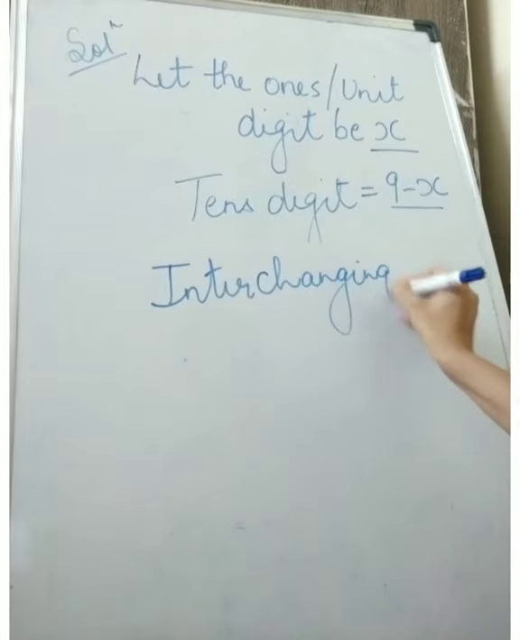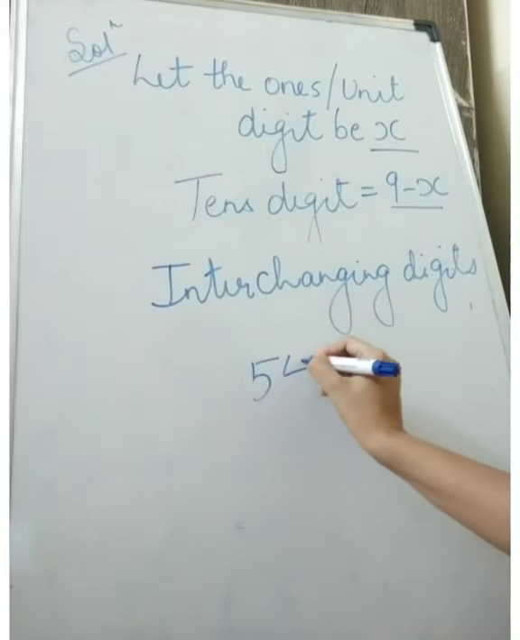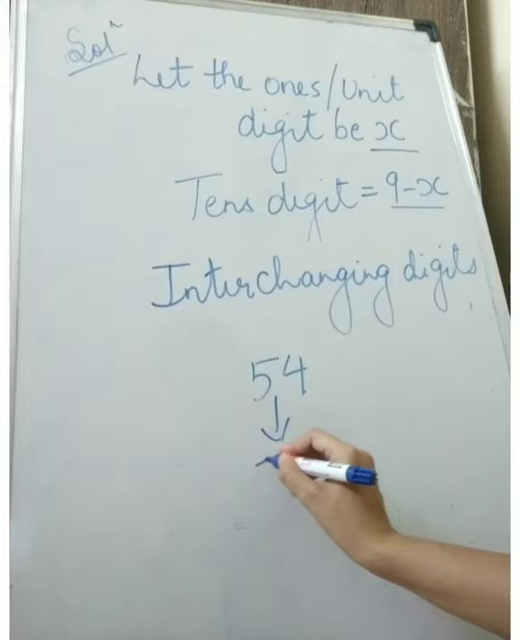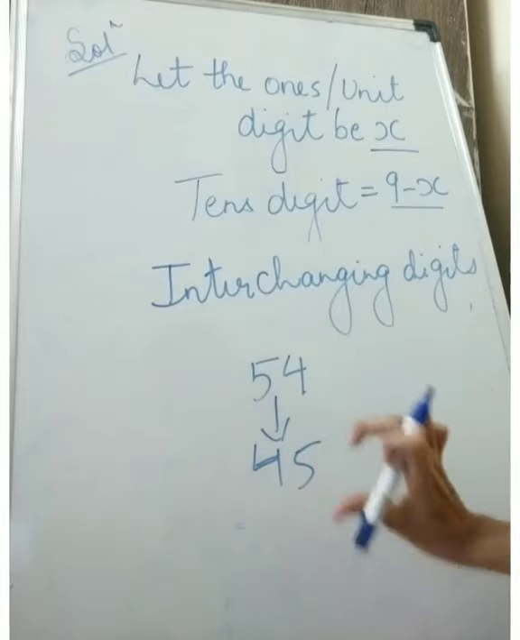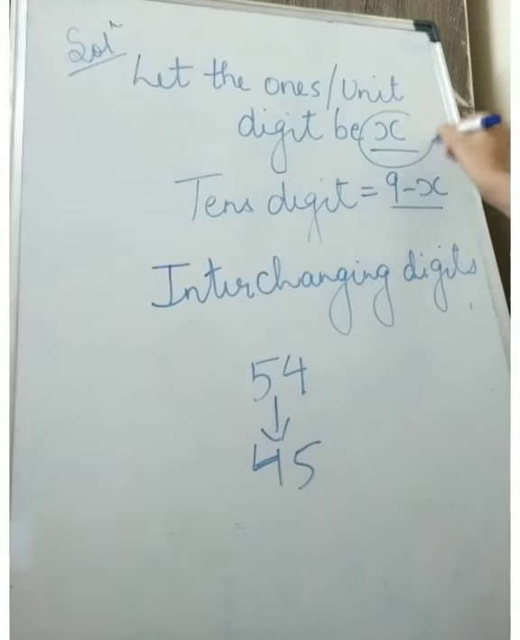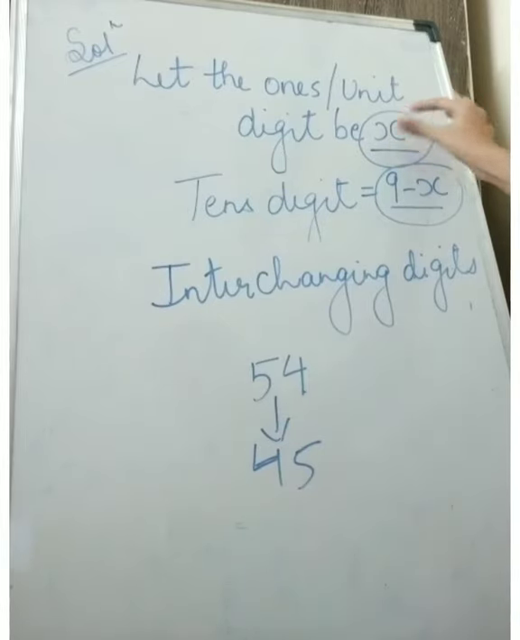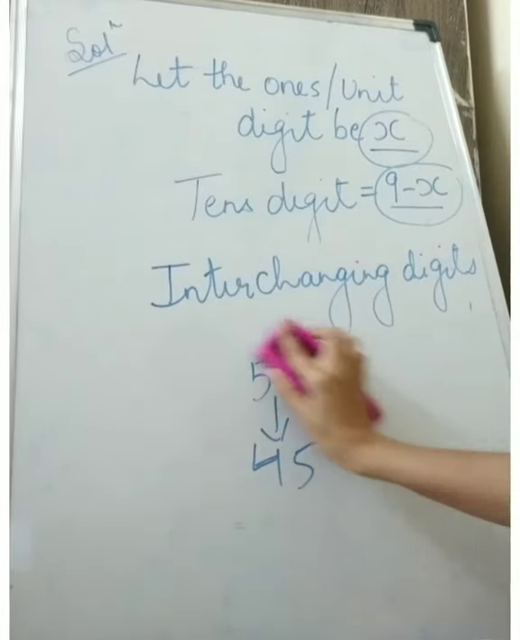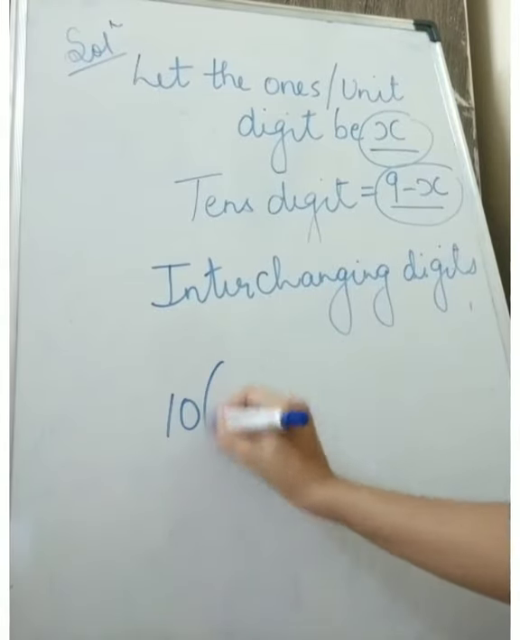Interchanging digits. It was given in the question that the original number was, suppose, 54, then after interchanging it becomes 45. Ones will become tens and tens will become ones. So similarly, this is the ones place number and this is the tens place number. So we will interchange it. It means this will become tens place and this will become ones place.